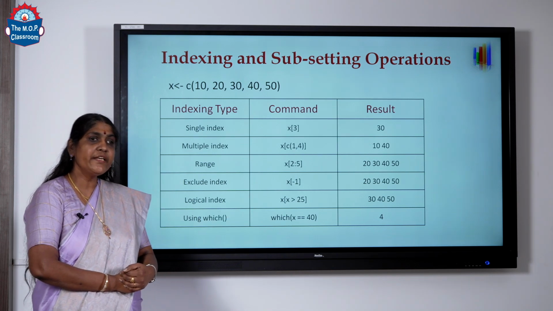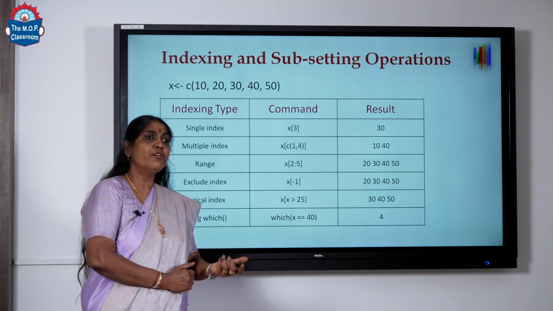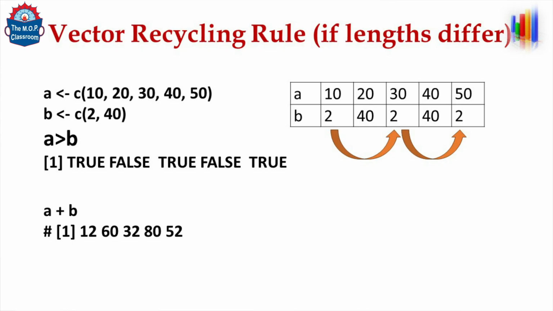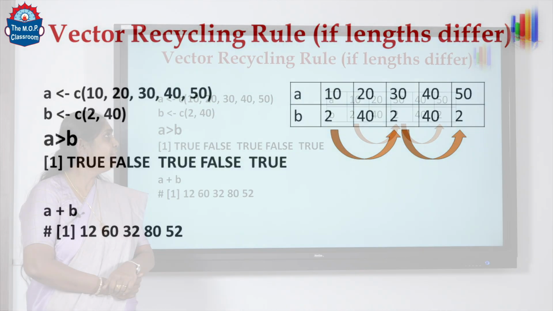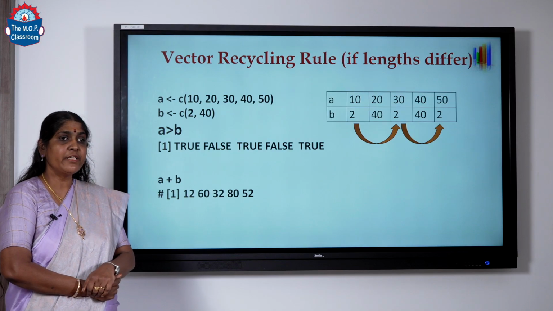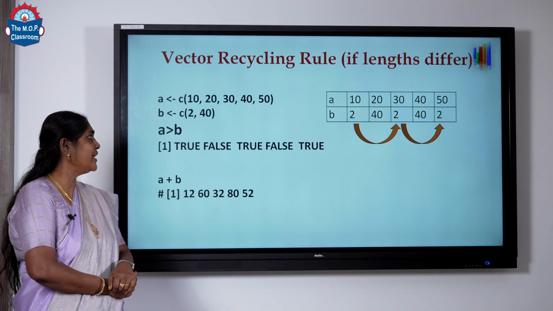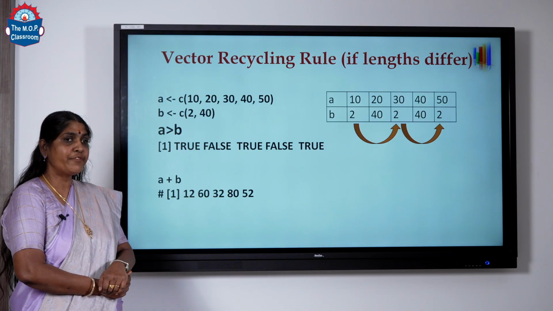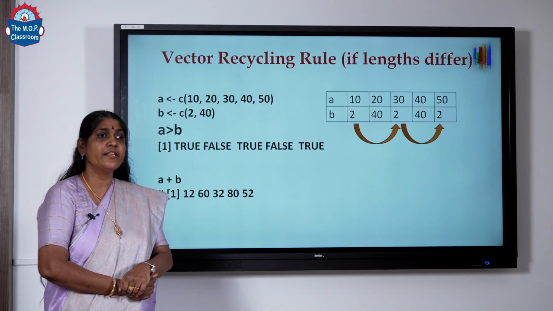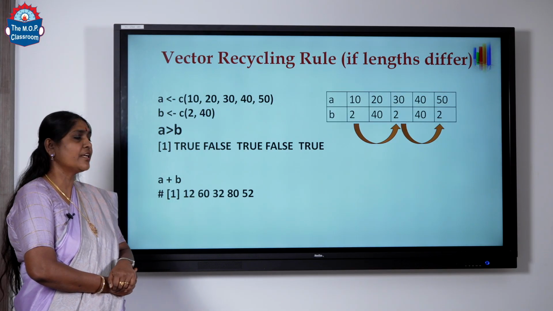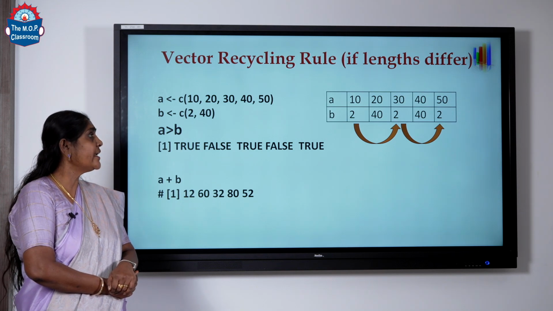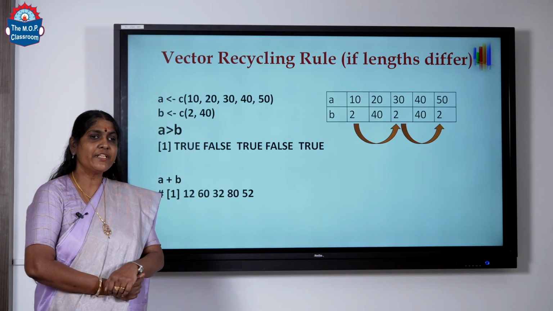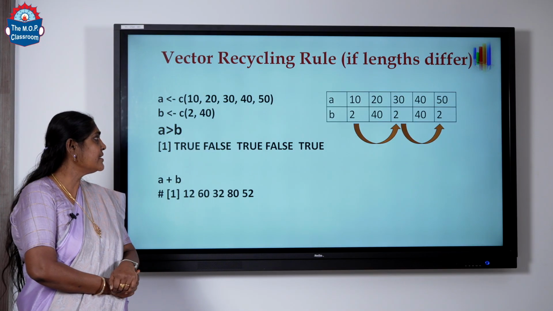This way we can index the elements inside the vector and we can also subset them and create a new set of vectors. Another salient feature of vectors is recycling. Here we have two vectors, A that has 5 elements and B that has 2 elements. Now I do a comparison operation between A and B. The first element of A is taken and the first element from B is taken and it performs a comparison operation checking whether A is greater than B, and returns a true. The second element in A is 20, the second element in B is 40, and it checks whether 20 is greater than 40 and returns the condition false.